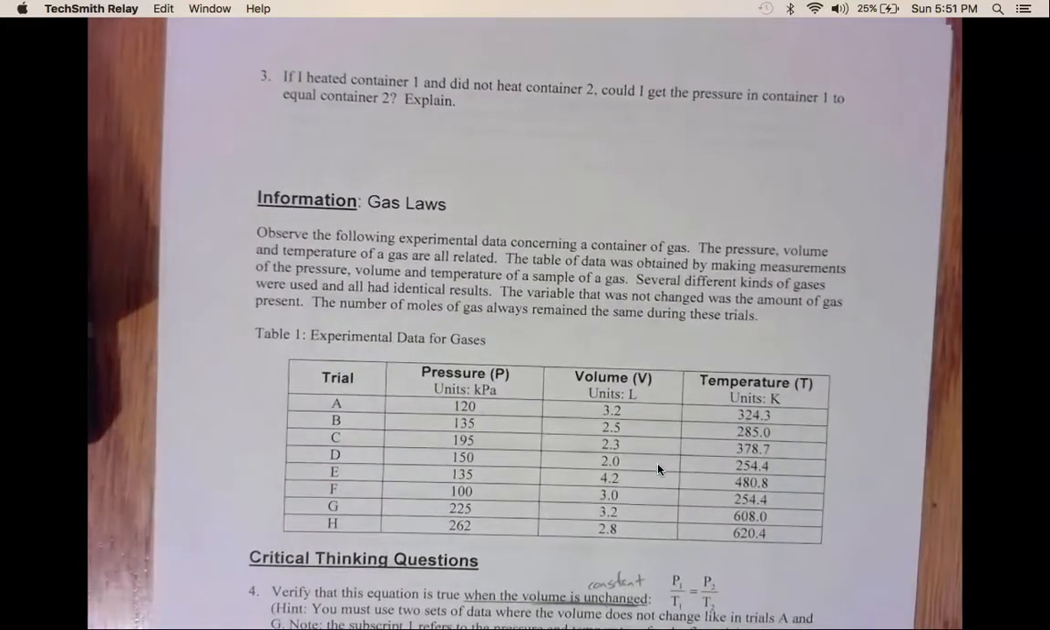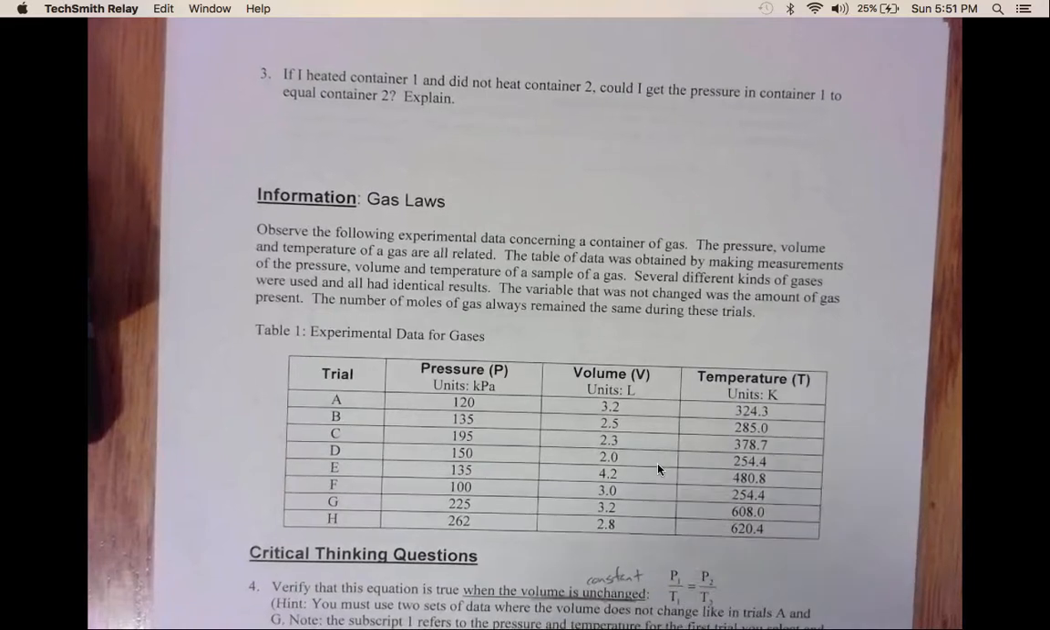Question 3. Now we're heating the containers. We actually did this when we did the simulations. So please think back to the simulations: what happened as you were heating the containers when the volume couldn't change?